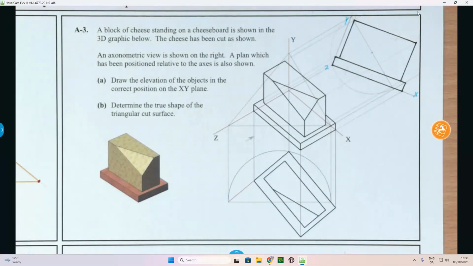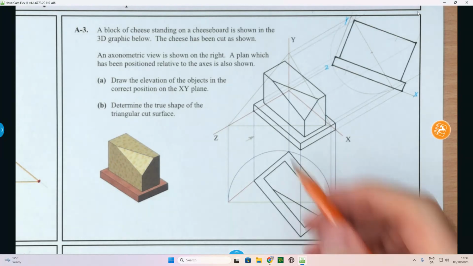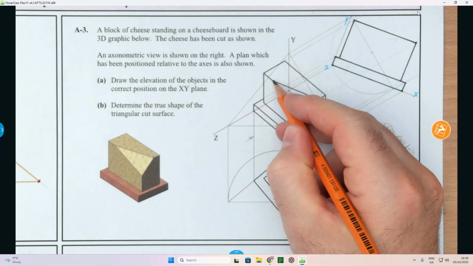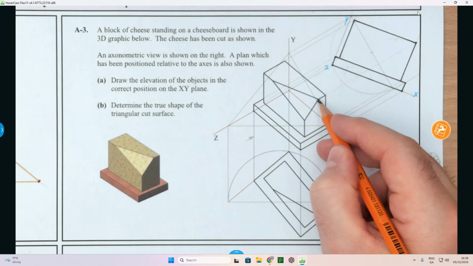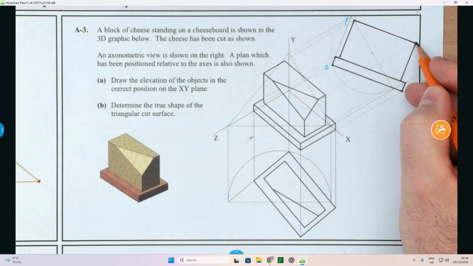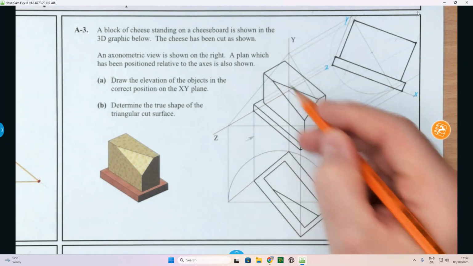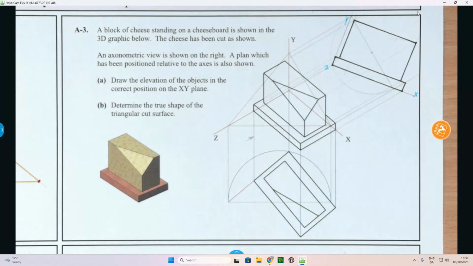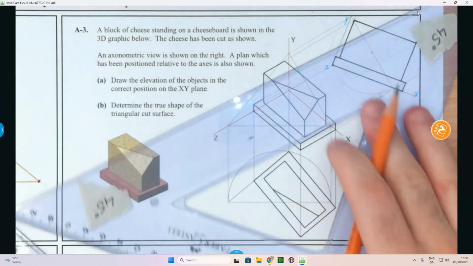Okay, so there is the elevation, not fully done because I still have to put in the cut surface, but how do I find this point? Now that guy is on that top edge and this guy is actually right here on the line, so I actually need to find this guy and this. So it's simply a case of projecting them upwards.